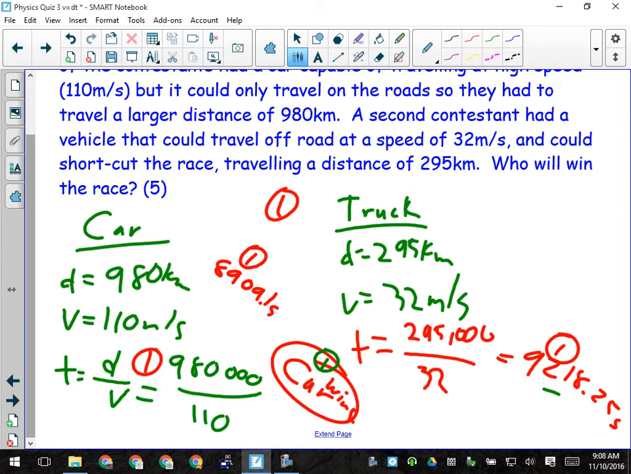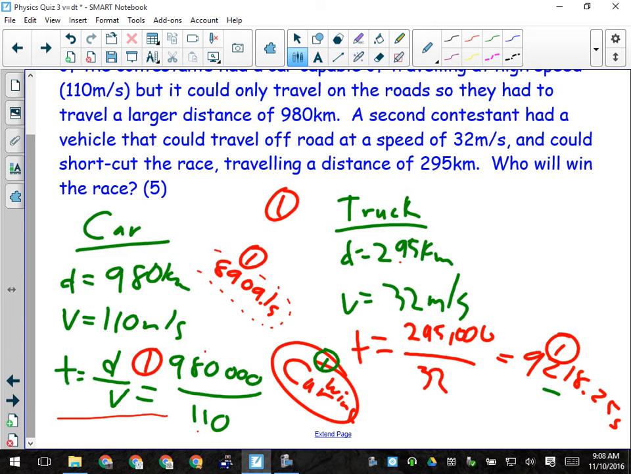So that is going to be t equals d over v. 980,000 meters, we got to convert it to meters, divided by 110 meters per second. When we do that, we find that the car takes 8,909.1 seconds. Got to do the same thing for the truck.